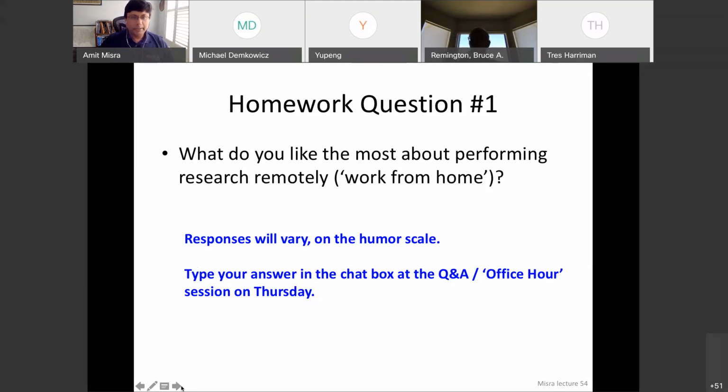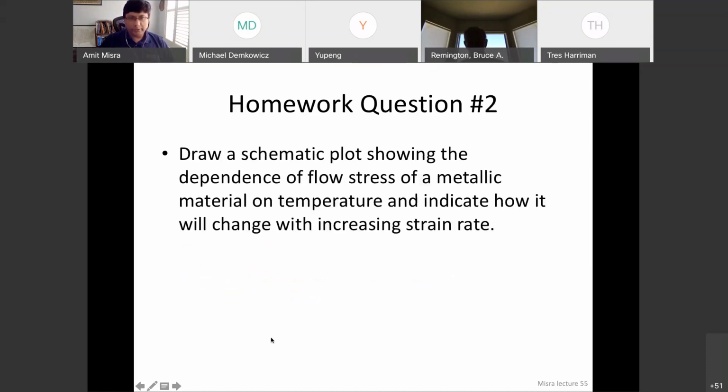That's question 1. Question number 2 is draw a schematic plot showing the dependence of flow stress of a metallic material on temperature and indicate how it will change with increasing strain rate. So without having to refer to the lecture notes, based on what you learned from this lecture, you should be able to just draw it. I think that's the key message to take home. Without having to refer to any lecture notes, you should be able to draw it and understand why that is the case.